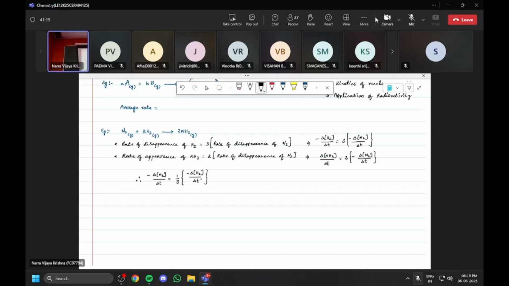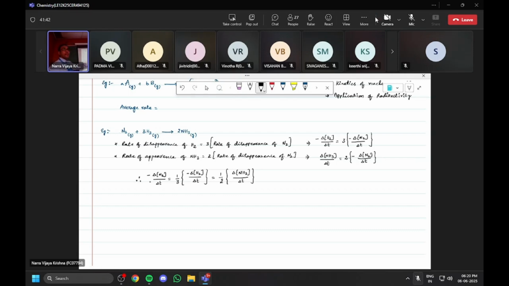Minus delta N2 by delta T can be written as 1 by 2 times delta NH3 by delta T. Accepted or not? Correct or not? Instead of writing all this, observe the stoichiometric coefficient. What is the stoichiometric coefficient of N2 here? 1. So I am writing 1 in the denominator.